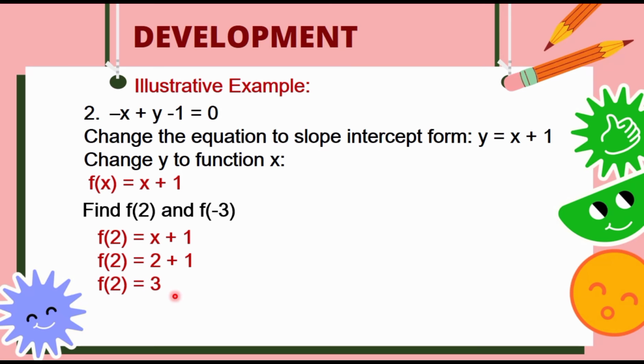Next, let us have f of negative 3. So f of negative 3 is equal to x plus 1. So let us substitute again negative 3 to our x. So we have negative 3 plus 6. So negative 3 plus 6, we have positive 3. So therefore, f of negative 3 is equal to 3. So ganyan lang ang gagawin para makuha nyo ang values ng ating function notation.